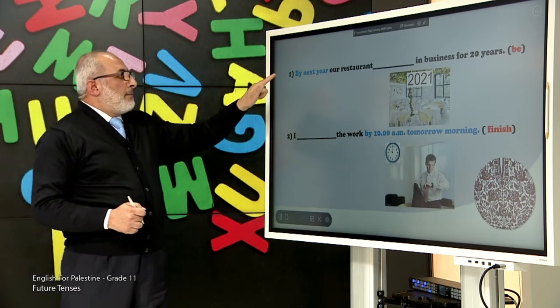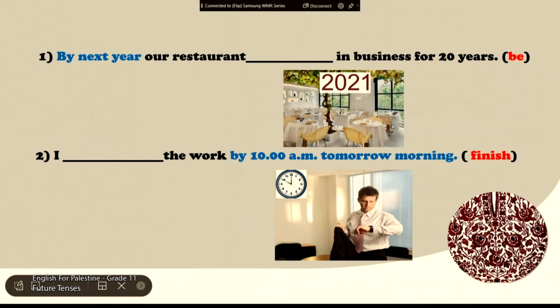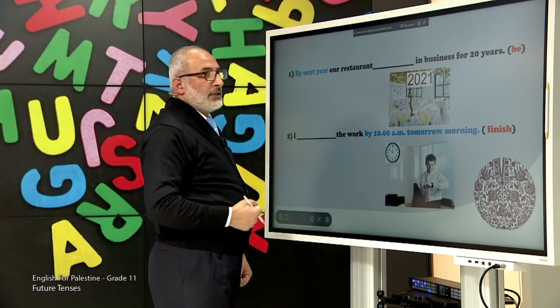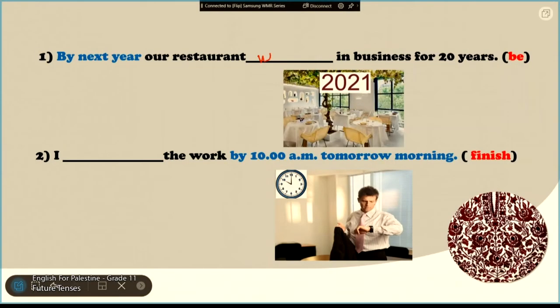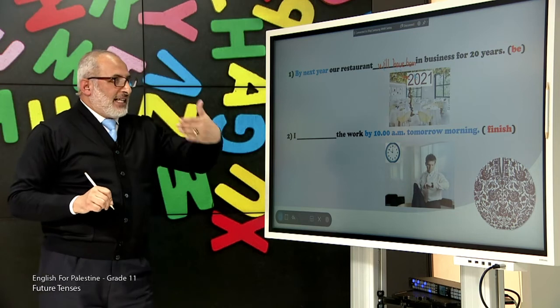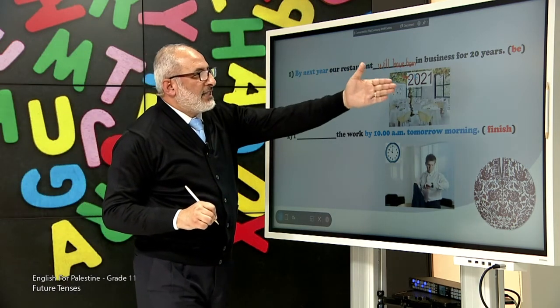Number one, by next year, our restaurant in business for 20 years, and the verb is be. Where is the time expression here? Yes, it is by next year. By next year, it tells me that the tense is future perfect. And what is the future perfect of be? Okay, so will have, this is for the future, and been. Yes. Will have been. By next year, before next year, our restaurant will have been in business for 20 years.